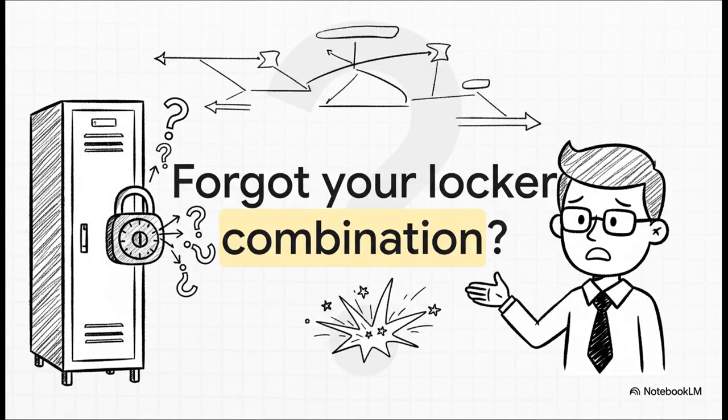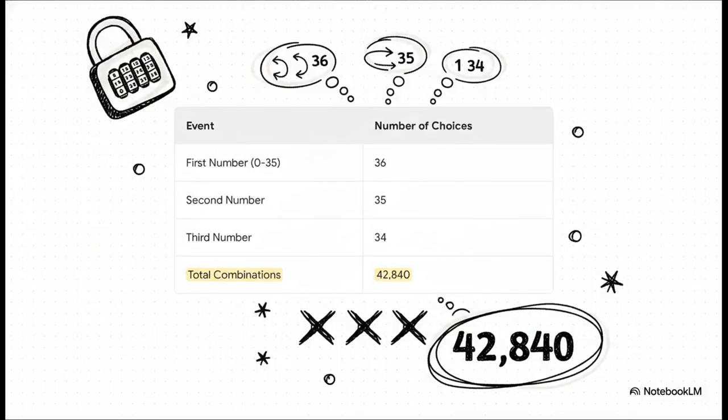Okay, let's try a different real-world challenge. We've all been there. You're standing in front of your locker, and your mind is a complete blank. You can't remember the combination. Can our principal tell us how much trouble you're actually in? So, let's say your lock uses 3 different numbers on a dial that goes from 0 to 35. That's another no repeats problem. For your first number, you have 36 choices. For the second, since you can't repeat, you're down to 35. And for the third, just 34. Multiply those together, and you get 42,840 possible combinations.